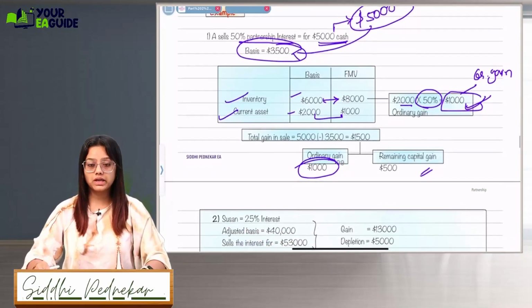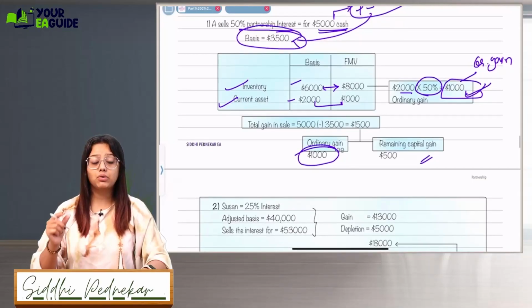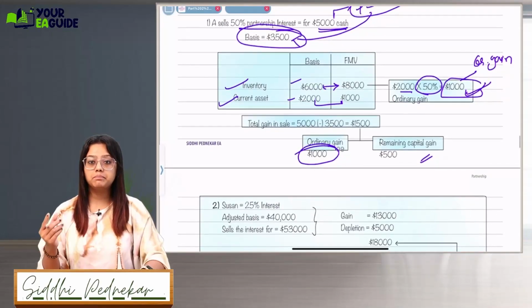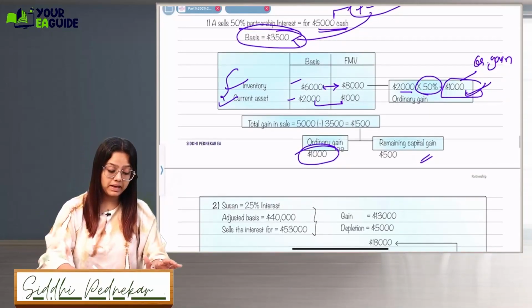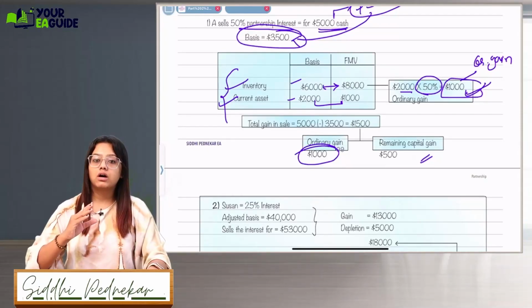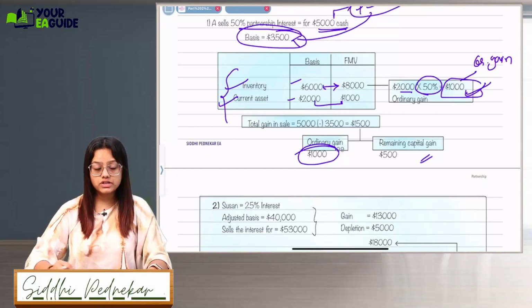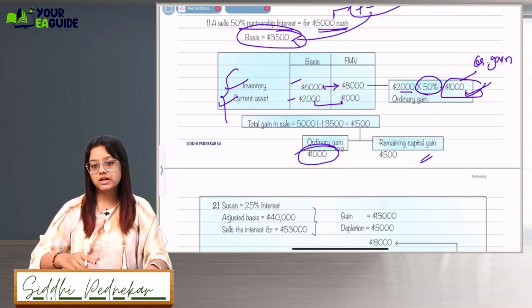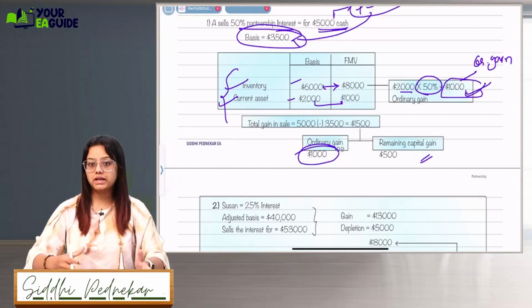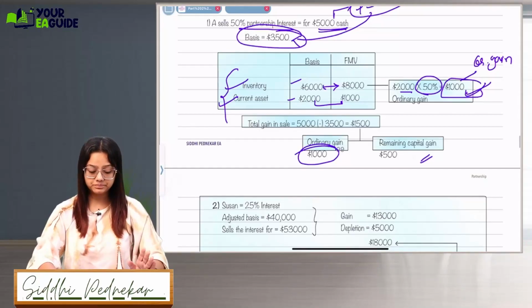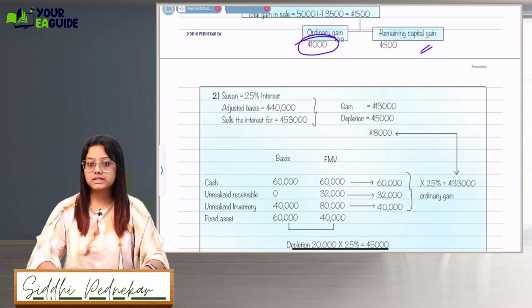Okay, this is the total gain which you are going to recognize, but only the nature needs to be identified based on the separate items for inventories, current asset, cash, account receivable. All those unrealized related items you need to calculate separately by taking the difference of the basis and the FMV. Okay, let's take one more example.